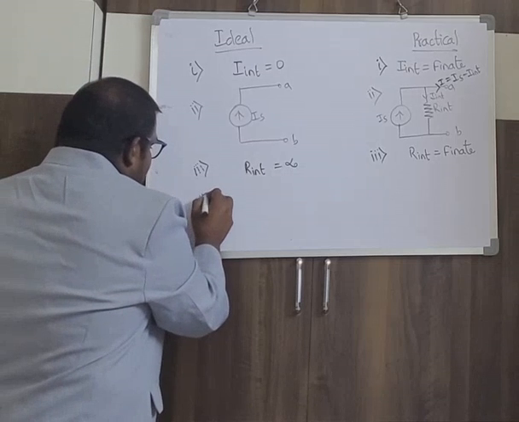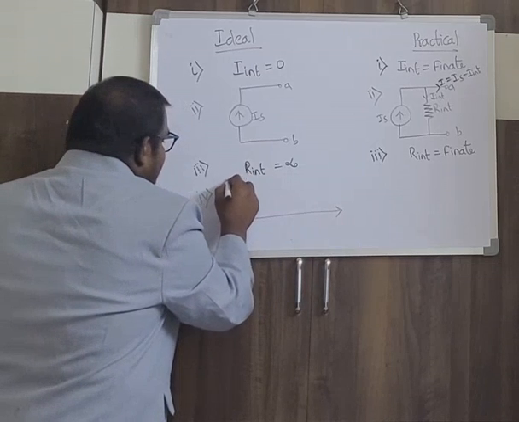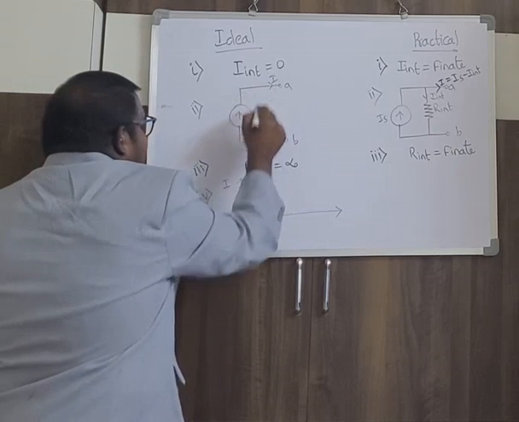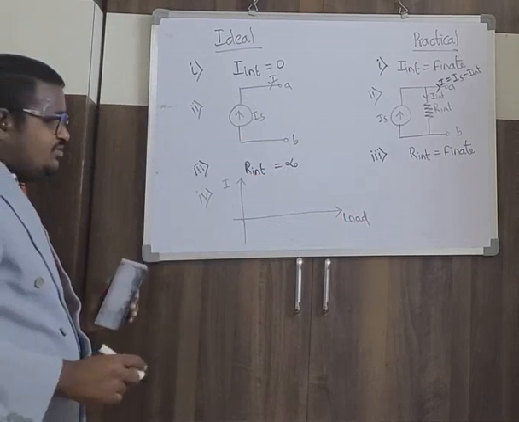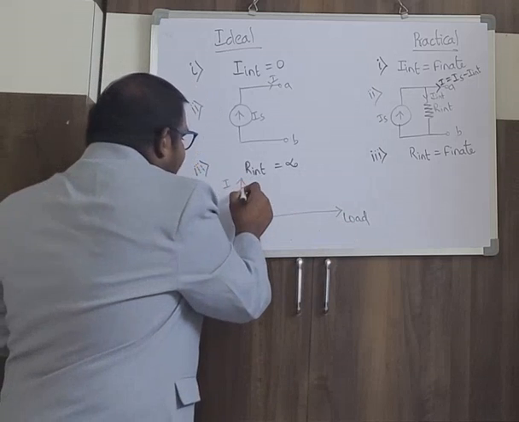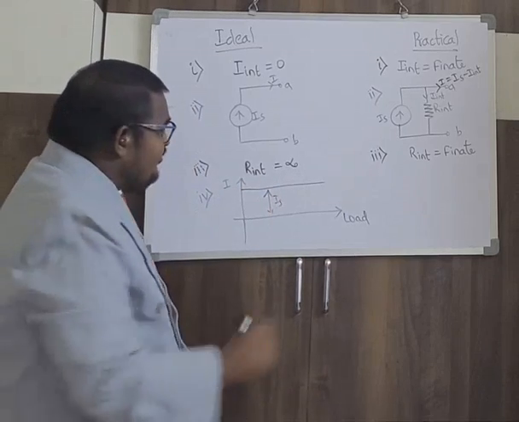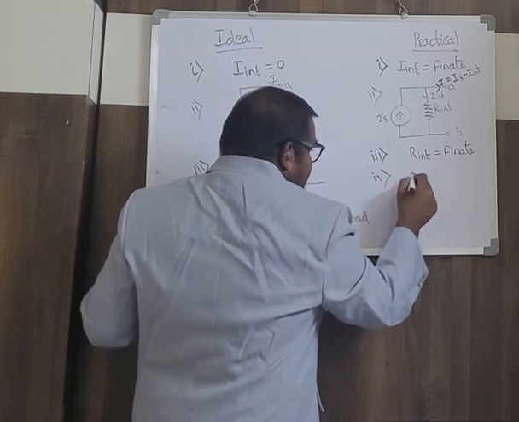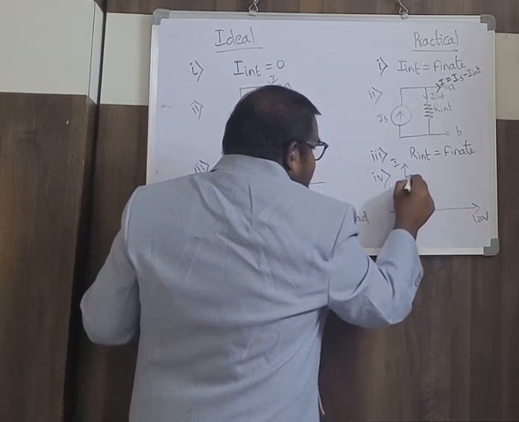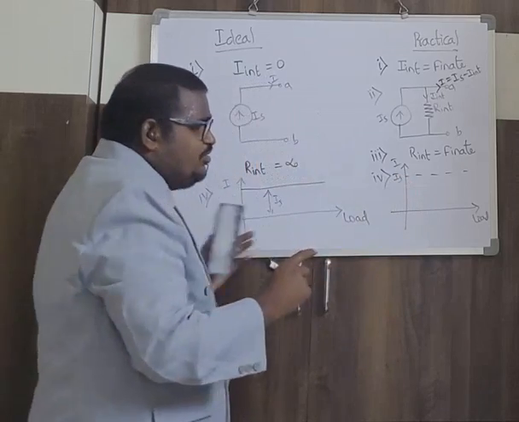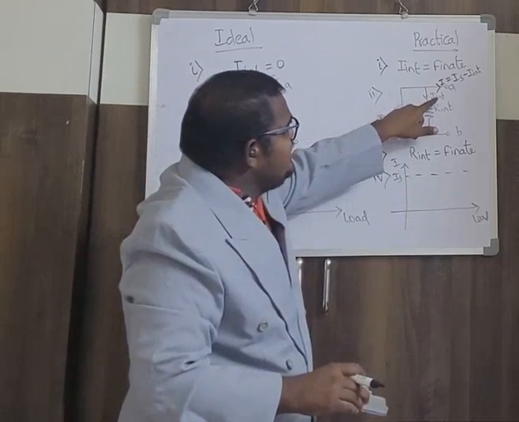Next, the fourth one: if I want to draw the characteristics, this is the current, which I can consider as I versus load. Irrespective of the load, the value of I is constant, that is IS only. But in the practical condition, this is load and here it is I. Actually it has to be IS, but as the load increases, the I value decreases, because I internal is increasing.